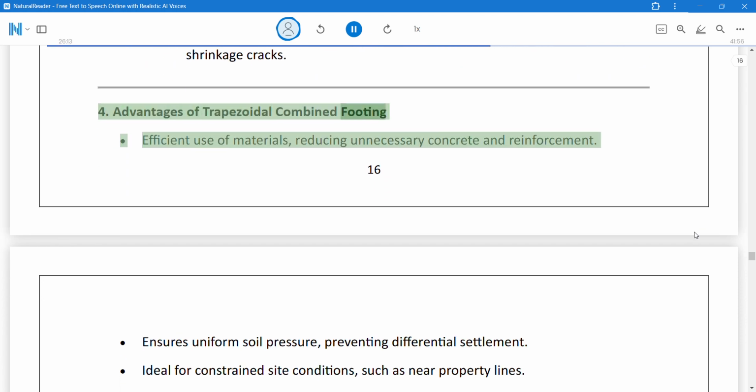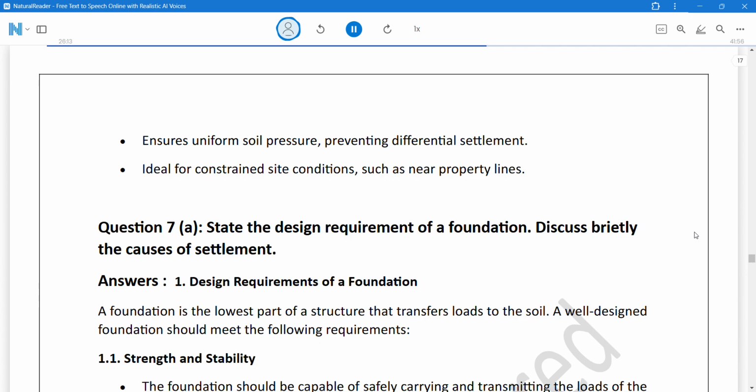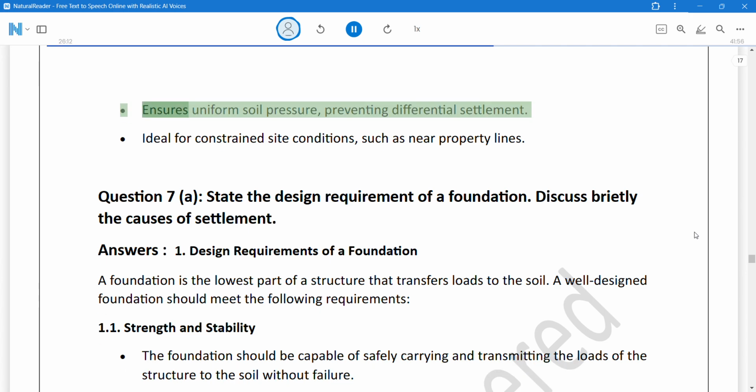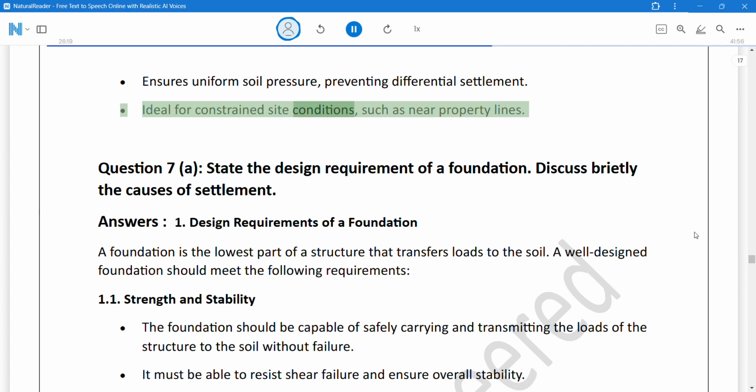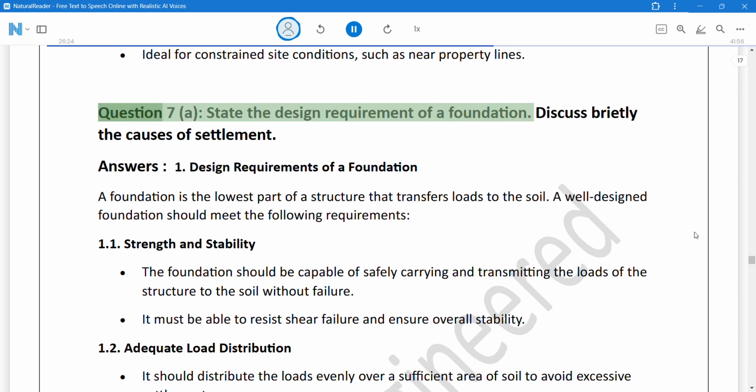4. Advantages of trapezoidal combined footing. Efficient use of materials, reducing unnecessary concrete and reinforcement. Ensures uniform soil pressure, preventing differential settlement. Ideal for constrained site conditions, such as near property lines.